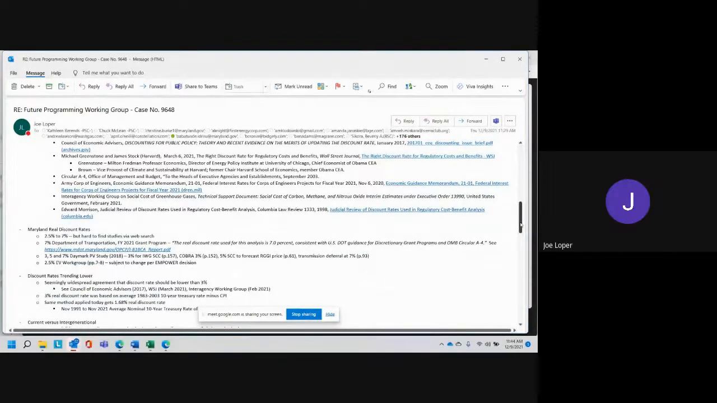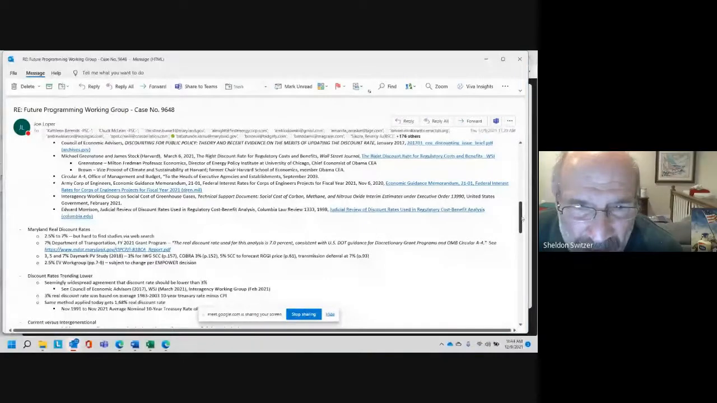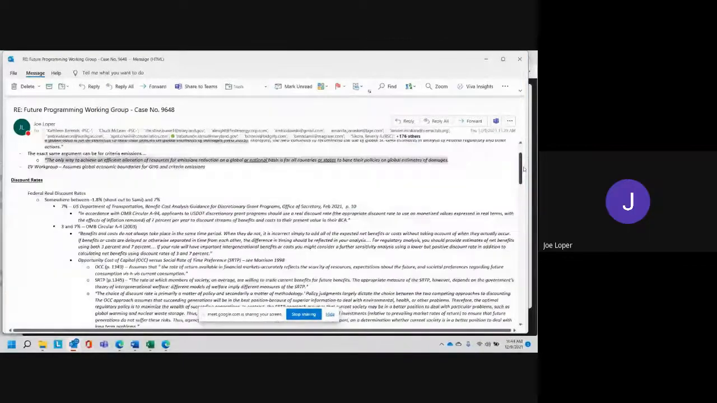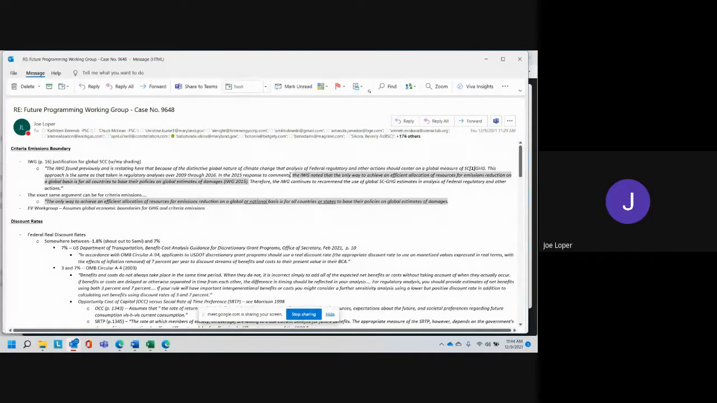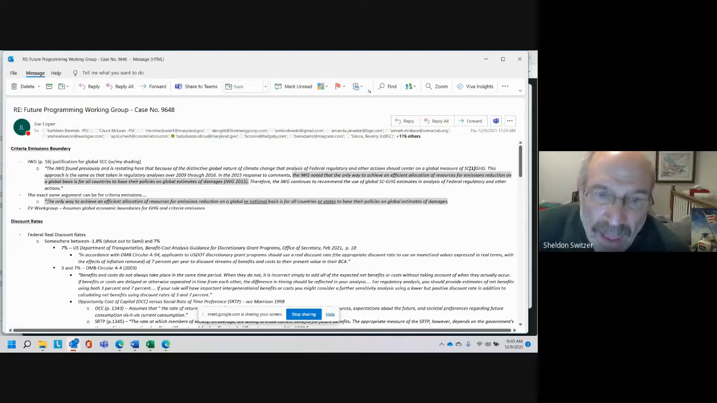Hey, Sheldon. Joe, can you go back up to the boundary part of your presentation? Oh, yeah. Okay. I just want to get a little clarification with respect to criteria emissions. That quote that you have, was that explicitly mentioned with respect to criteria emissions, or are you just saying that principle should apply? Yeah, no. Okay. So this one is a quote from the IWG related to GHG emissions. This down here, I'm sorry, that is quoting me. I meant to take that quotation mark out; it should not be there.